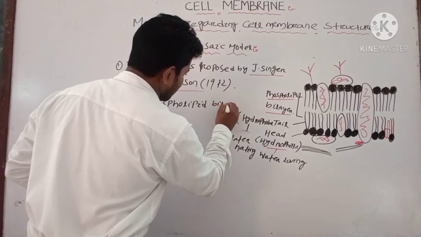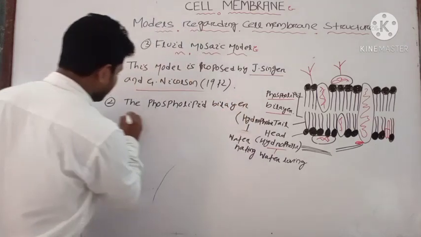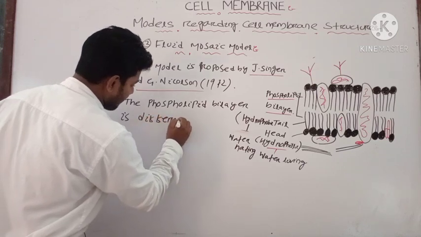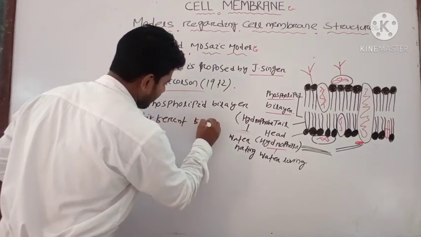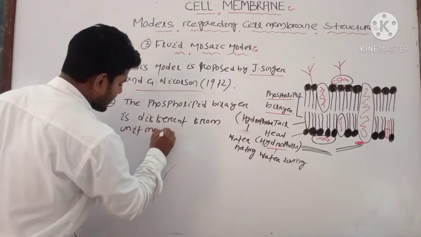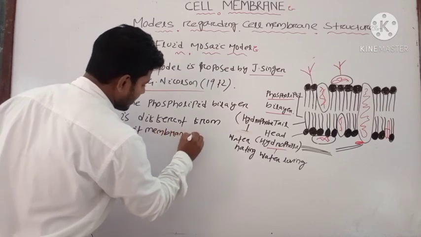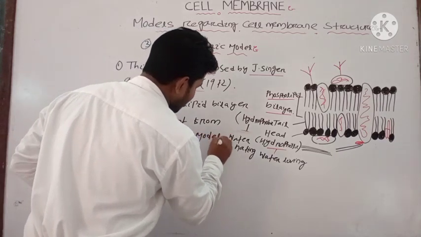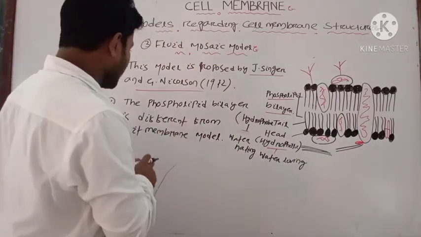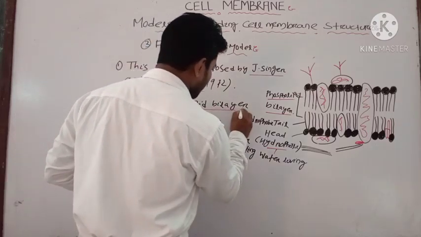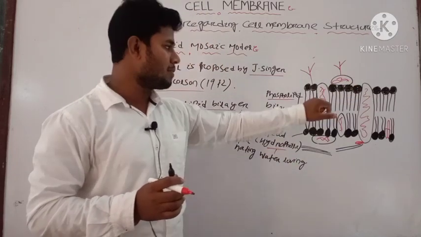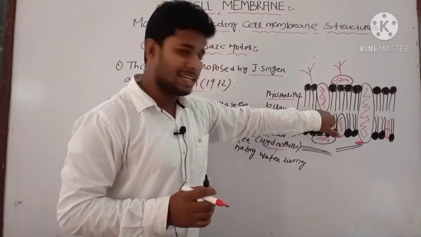is different from unit membrane structure or unit membrane model as proposed by Robertson. That is your second model. But here the phospholipid bilayer, why it is different? Already I have told that is presence of two types of protein. One is your peripheral protein and next one is your integral protein.